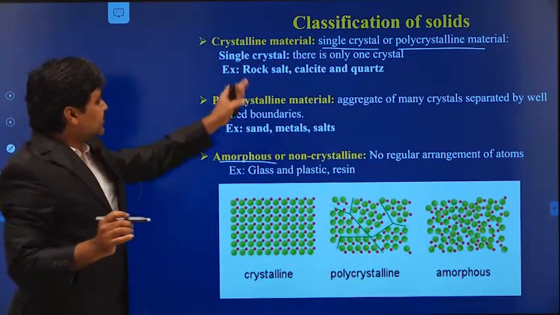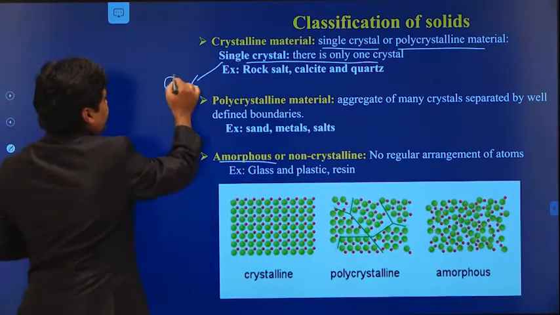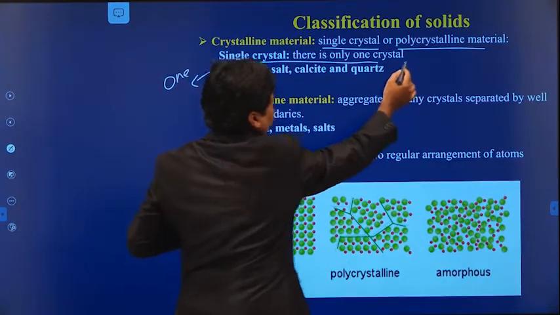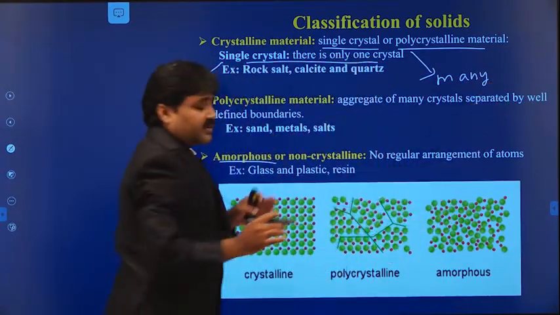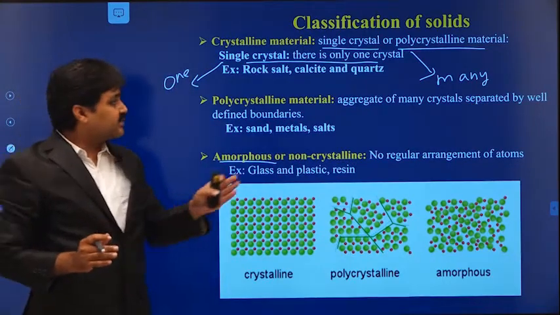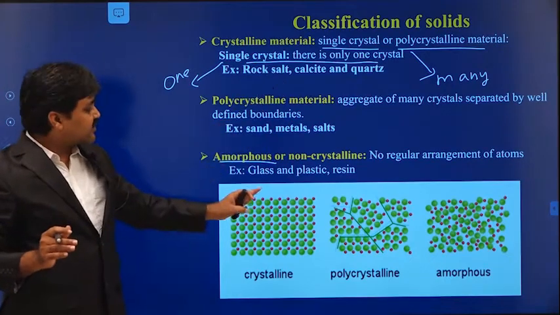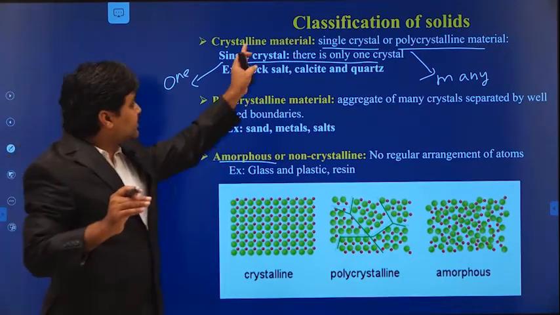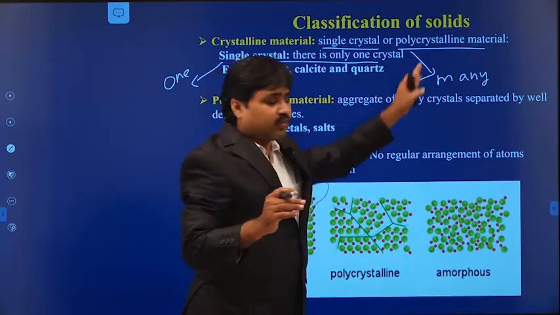Single crystalline means there is only one crystal. Single means only one. In the case of polycrystalline materials, poly means many. So based on atomic arrangement, these materials are classified into two types. The first is crystalline materials and the second is non-crystalline materials. The crystalline materials are further categorized into single crystals and polycrystalline materials.